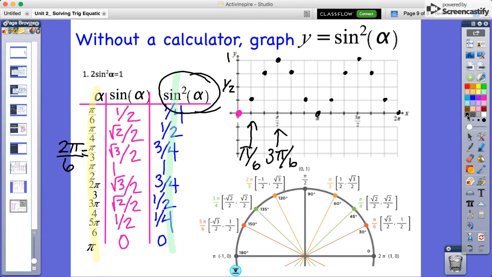So now this is sine, so it's going to be curvy. So I'm not just going to connect straight lines because then it won't look like a sine curve. So I'm going to go boop.